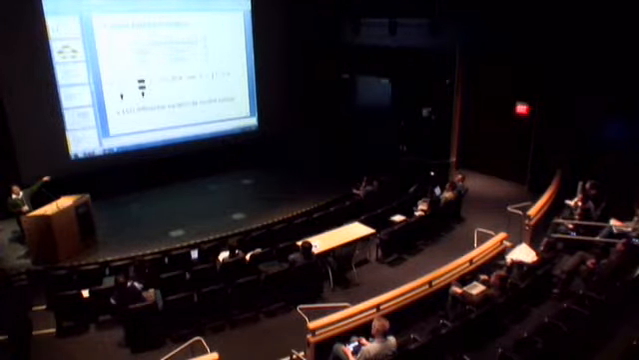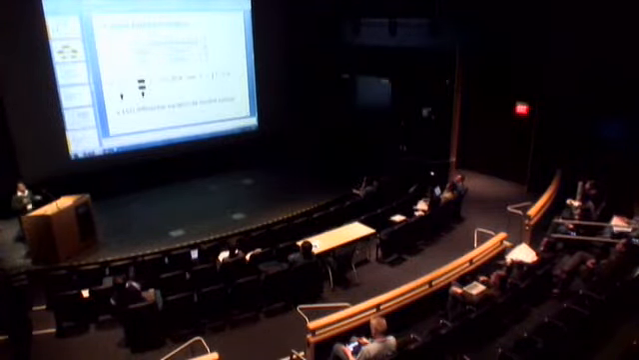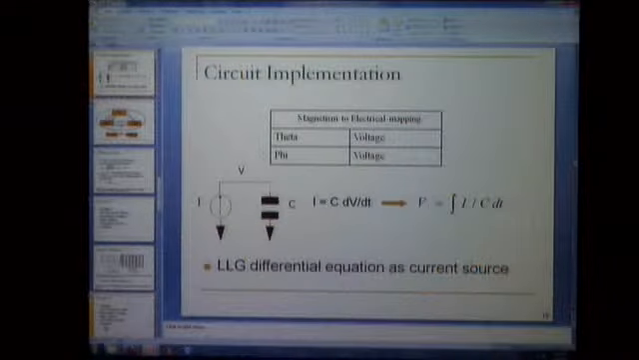Questions for the speaker? I have a question about slide number 15. LLG is a damped differential equation, right? So wouldn't you need a dissipative component, like a resistor, in your circuit to model it? Yeah, the resistor is added in parallel to the current source. This figure just shows how you solve the differential equation. There is a resistor in parallel to this current source.